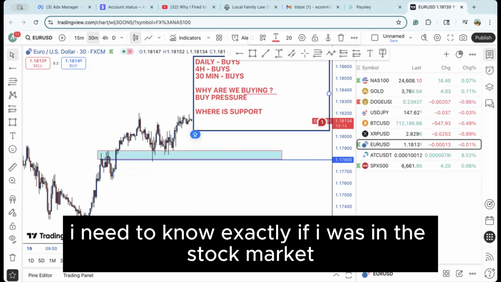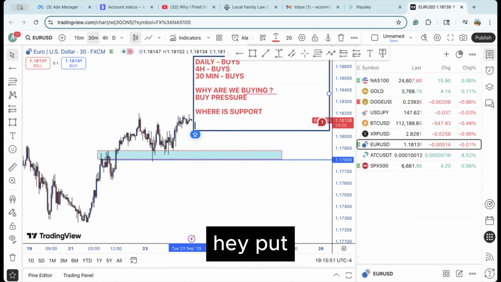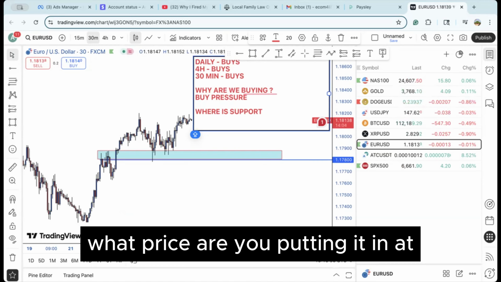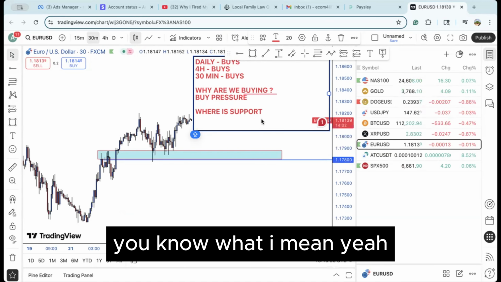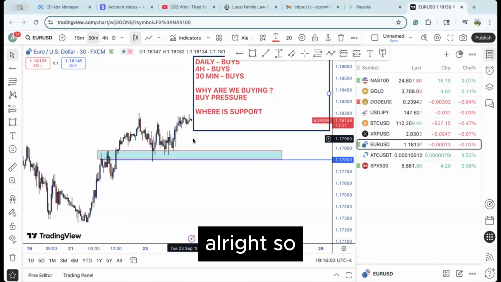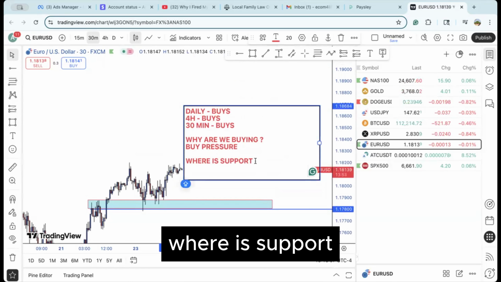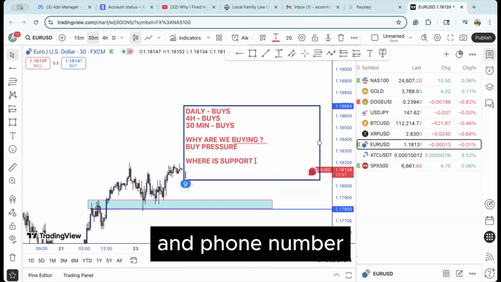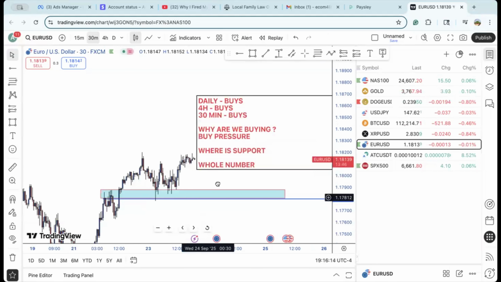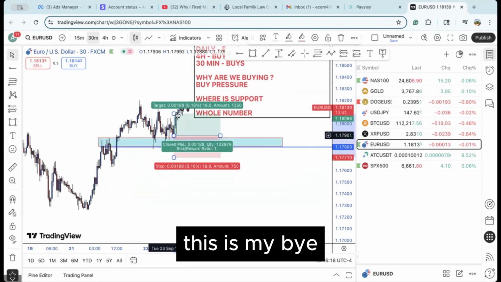If I was in the stock market and had my little sticky note and said, hey, put my bid in, you need to know what price. Okay, what price are you putting it in at? You know what I mean? I need to know where I'm putting my money. All right, so where is support and whole number? This is my buy.